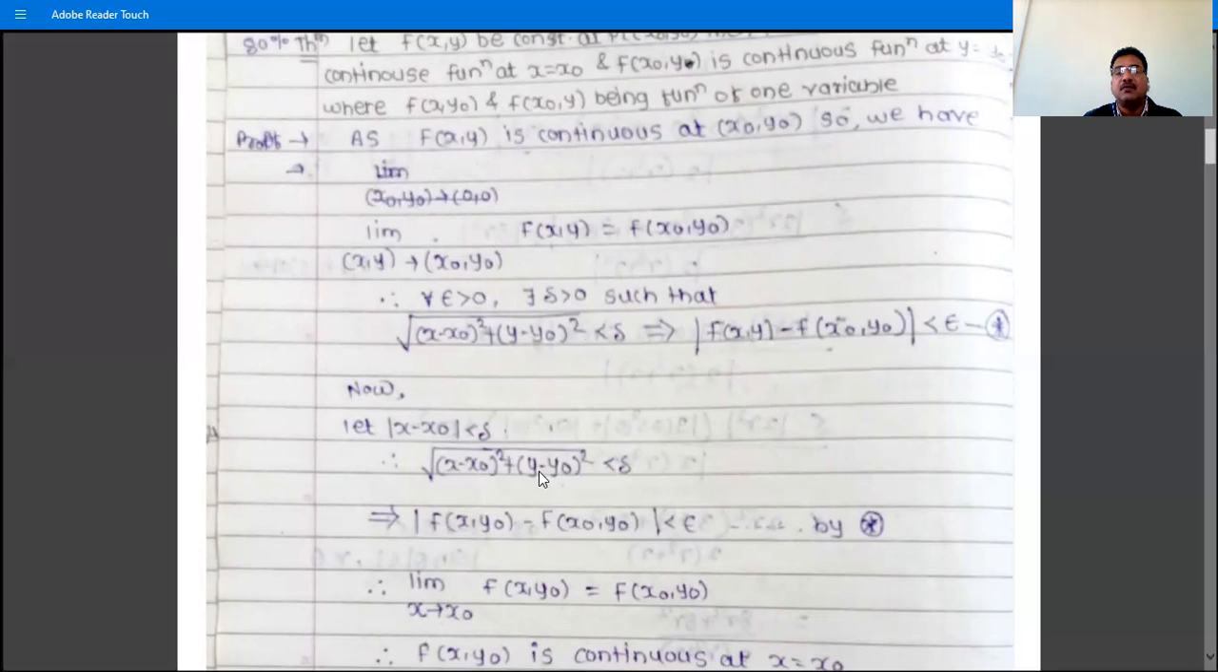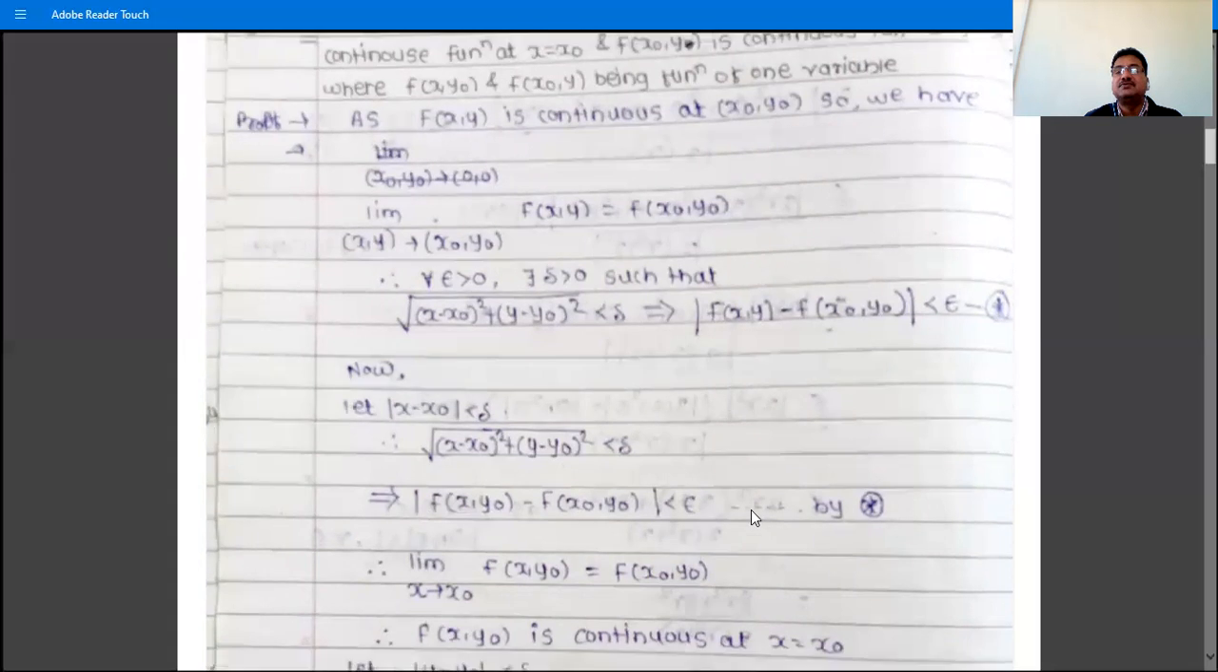Here write y0. If we find the root of (x - x0) squared plus (y - y0) squared with y replaced by y0, we have the answer x - x0. So this is another form of |x - x0|. And this implies, by using this, we have this. Replace y by y0, because here it is y0 - y0. So |f(x, y0) - f(x0, y0)| < epsilon.